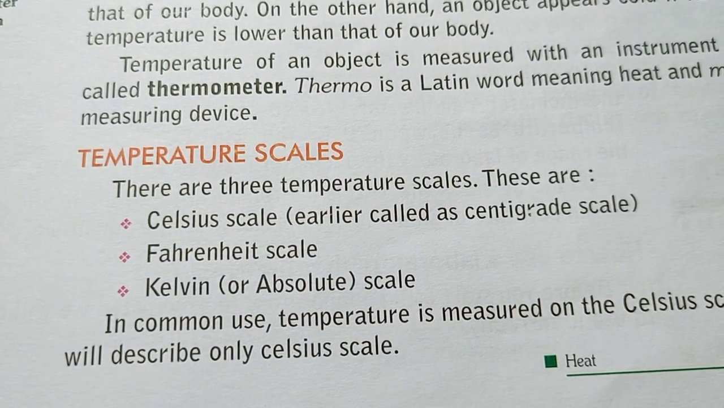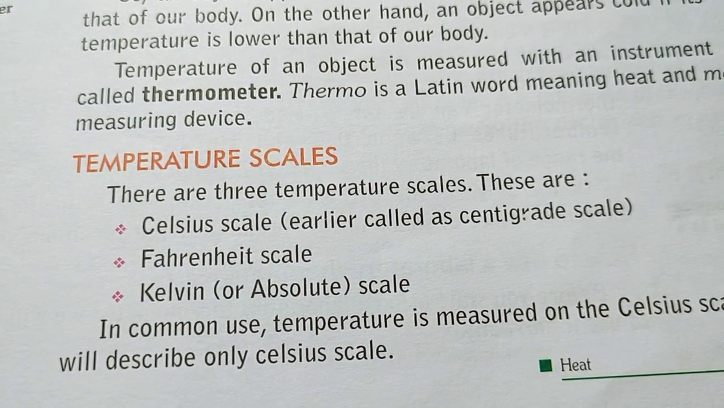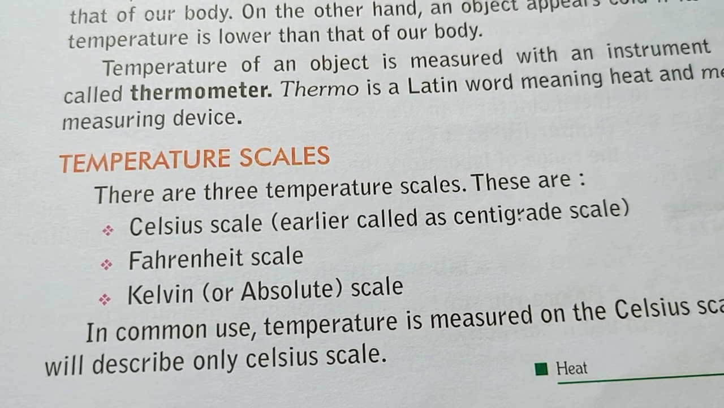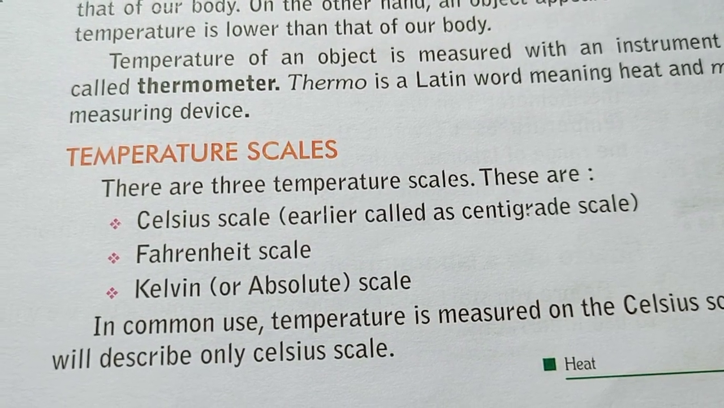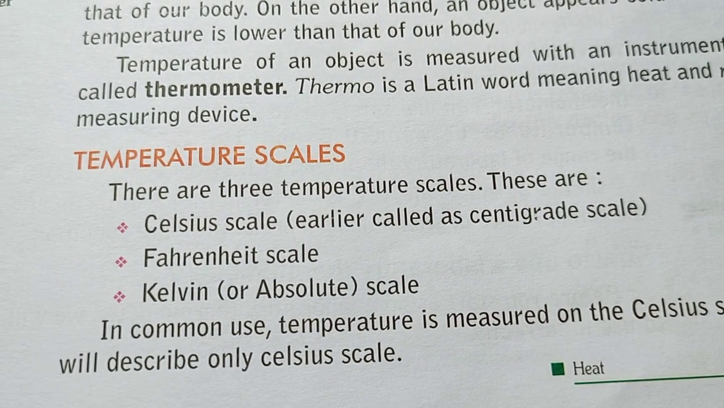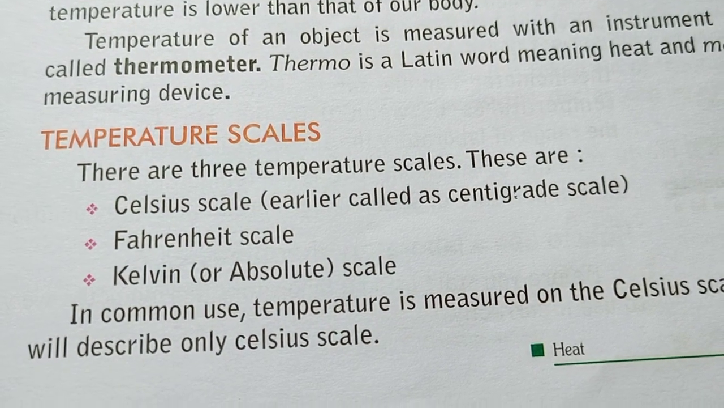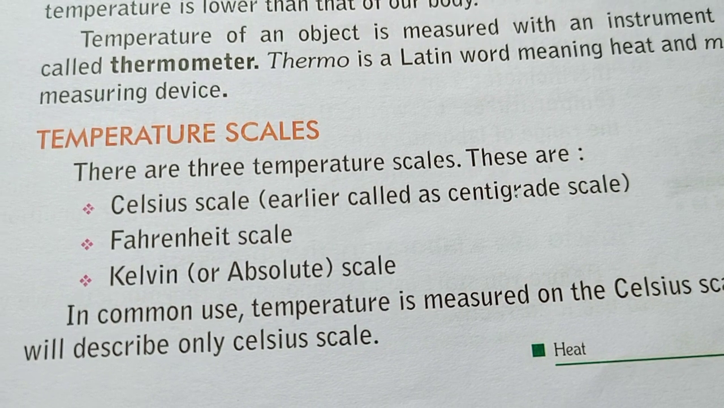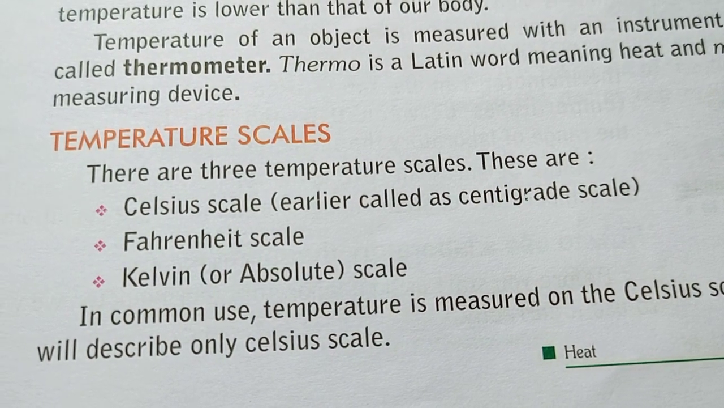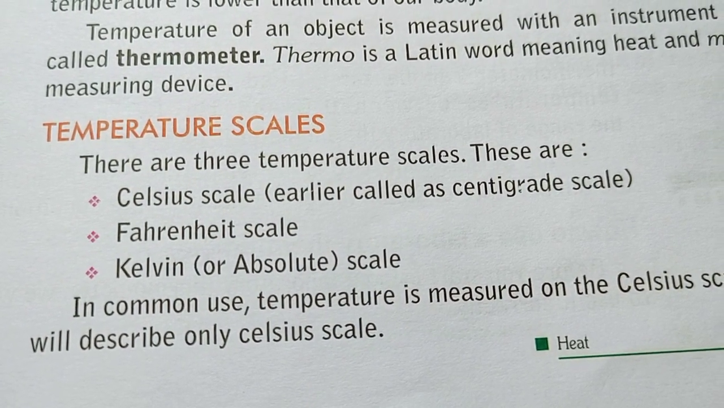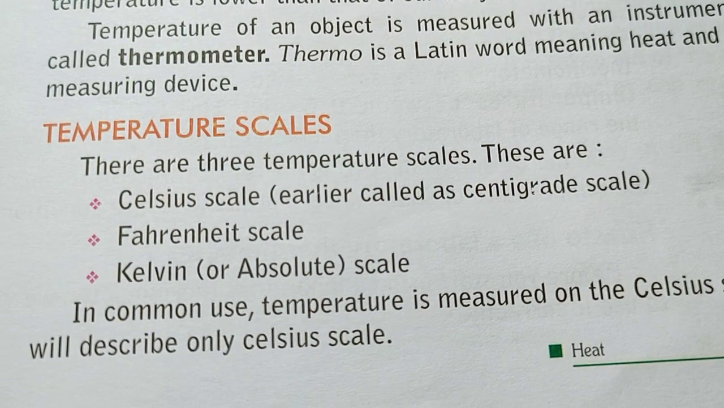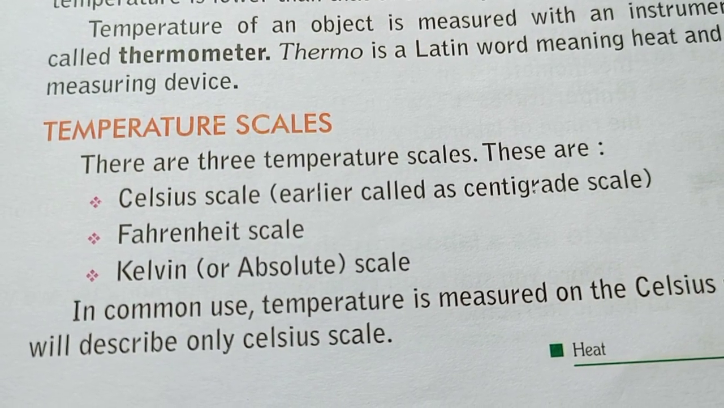Temperature scales are the different types of scales for the measurement of temperature. There are 3 temperature scales. They are number 1, Celsius scale. Earlier, it used to be called as centigrade scale. Number 2, Fahrenheit scale. Number 3 is Kelvin scale or absolute scale.